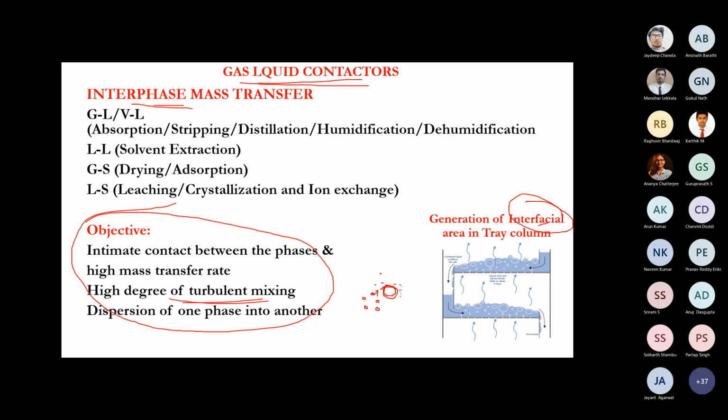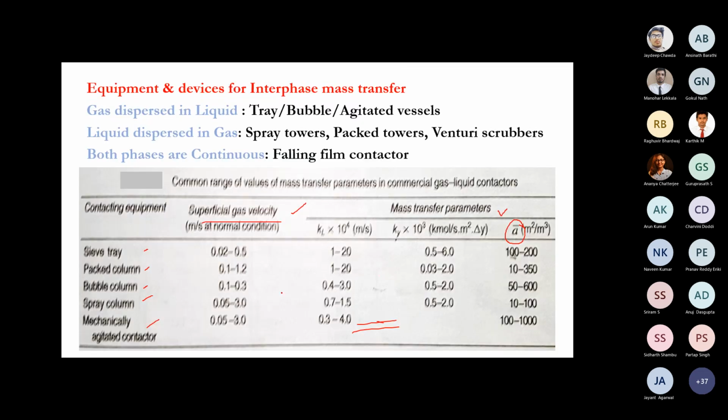Okay, how does this superficial gas velocity play a major role in gas liquid contactors? Here we have three different types of contactors. One case is the tray column, bubble column, and agitated vessels, where the liquid is the continuous phase and gas is dispersed. An agitated vessel means you have a vessel filled with liquid, and you send the gas through spargers. The spargers disperse the vapor in bubble form, so the contact between the bubbles and liquid enhances the rate of mass transfer.